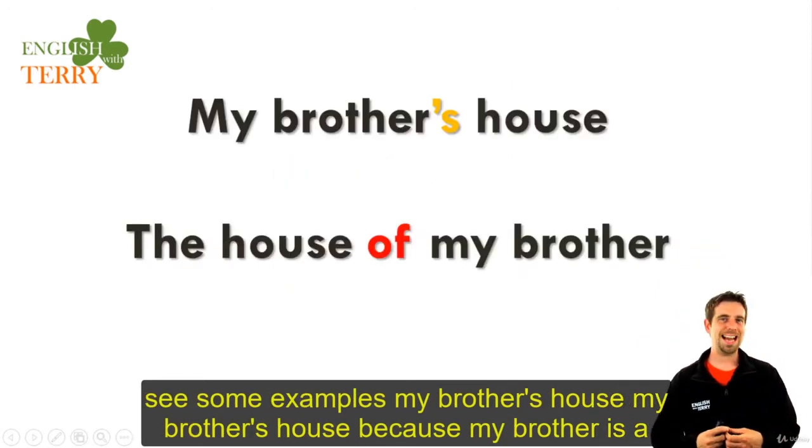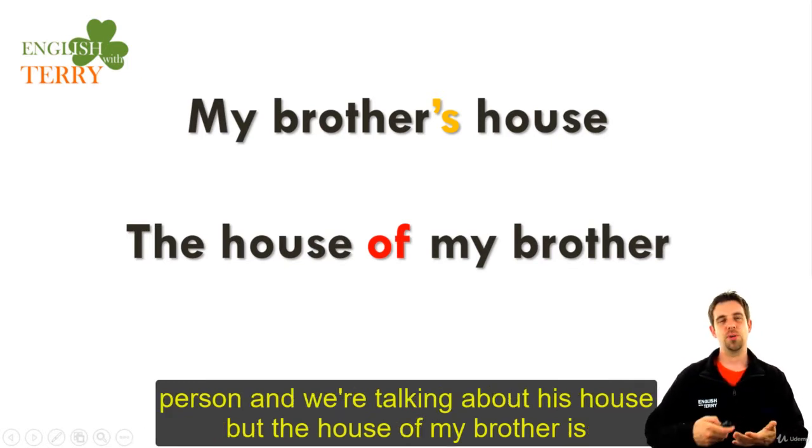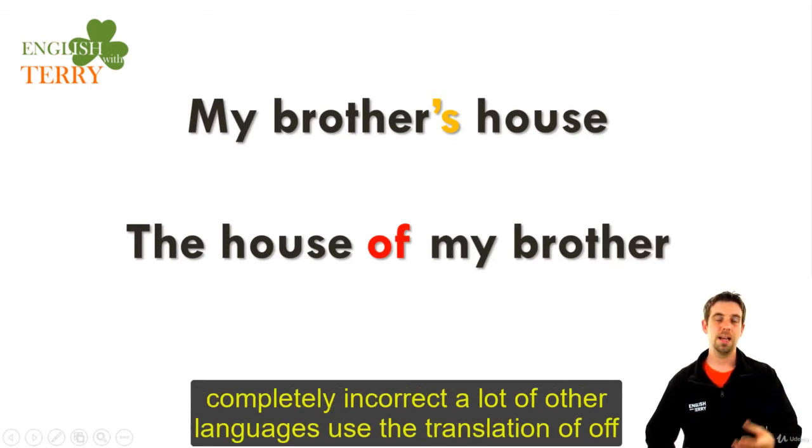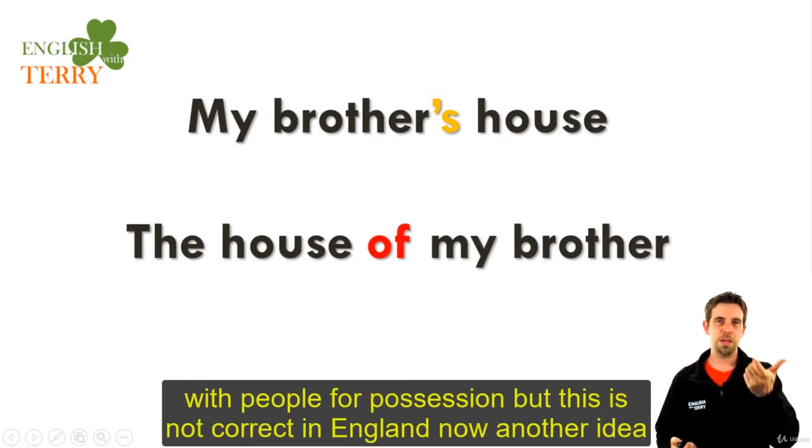My brother's house. My brother's house, because my brother is a person and we're talking about his house. But "the house of my brother" is completely incorrect. A lot of other languages use the translation of "of" with people for possession, but this is not correct in English.